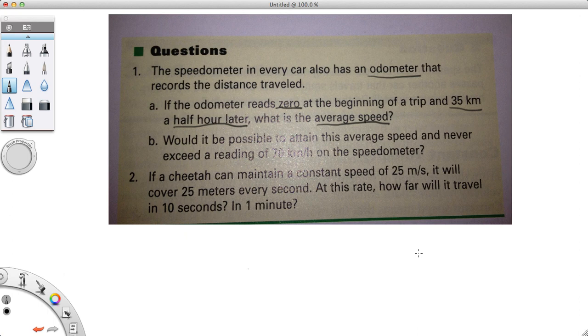Next, 1B. Would it be possible to attain this average speed and never exceed a reading of 70 kilometers per hour on the speedometer? And 2, if a cheetah maintained a constant speed of 25 meters per second, it will have covered 25 meters every second. At this rate, how far will it travel in 10 seconds? In 1 minute? Take a minute to work through those, and then we'll go over them together in class.